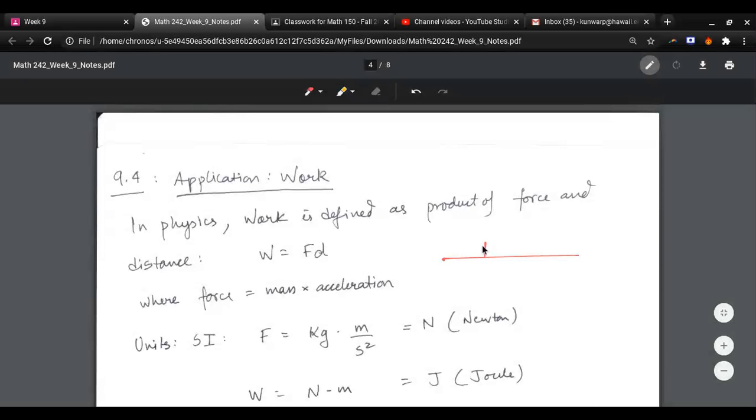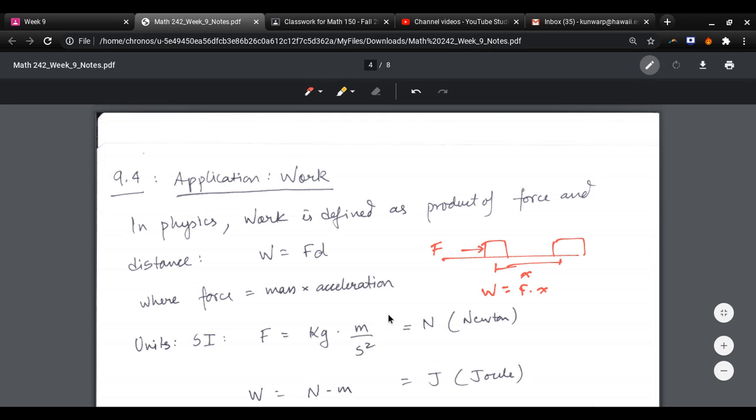So, for example, if there's a block, you're applying a certain force to push this, and you push it from, say, you apply a force of F, and you push it from this place to another place, and it's a distance x, then the work done is going to be Fx.